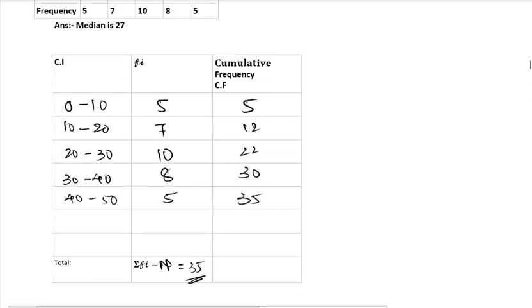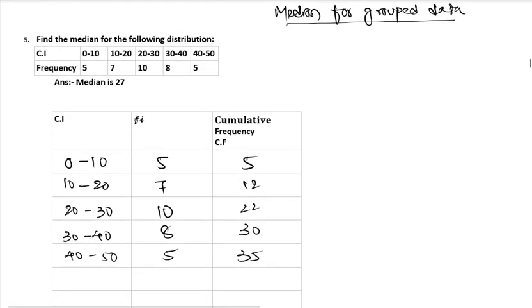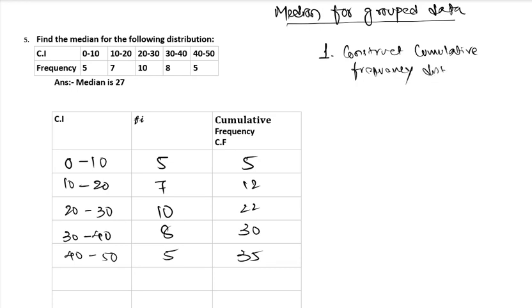Correct? So in finding median for grouped data, the first step is to construct a cumulative frequency distribution table, which we have already done. The second step is to draw an ogive.